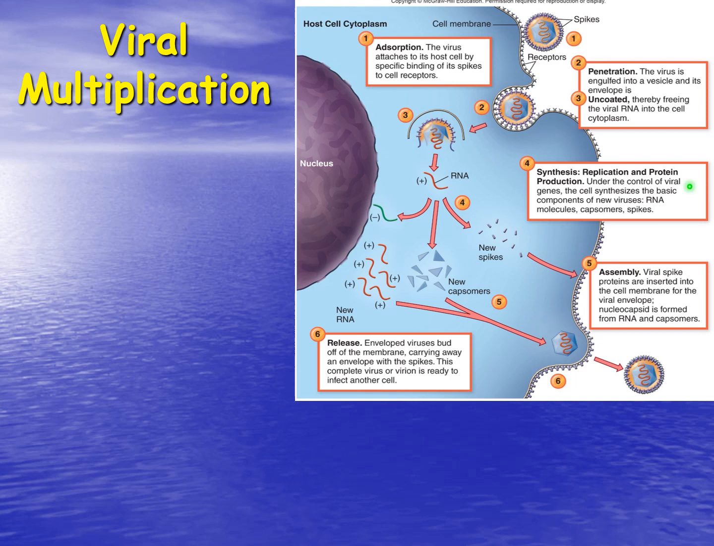Under the control of the viral genes, the cell now is hijacked to synthesize the basic components of new viruses, both the genetic code as well as the capsid proteins and proteins that will make up the spikes. Then once everything is made, the virus spike proteins are inserted in the cell membrane of the cell envelope. The nucleocapsid is formed from the RNA and capsomeres, and then the virus will be released from the host cell through either budding or by the host cell actually rupturing.